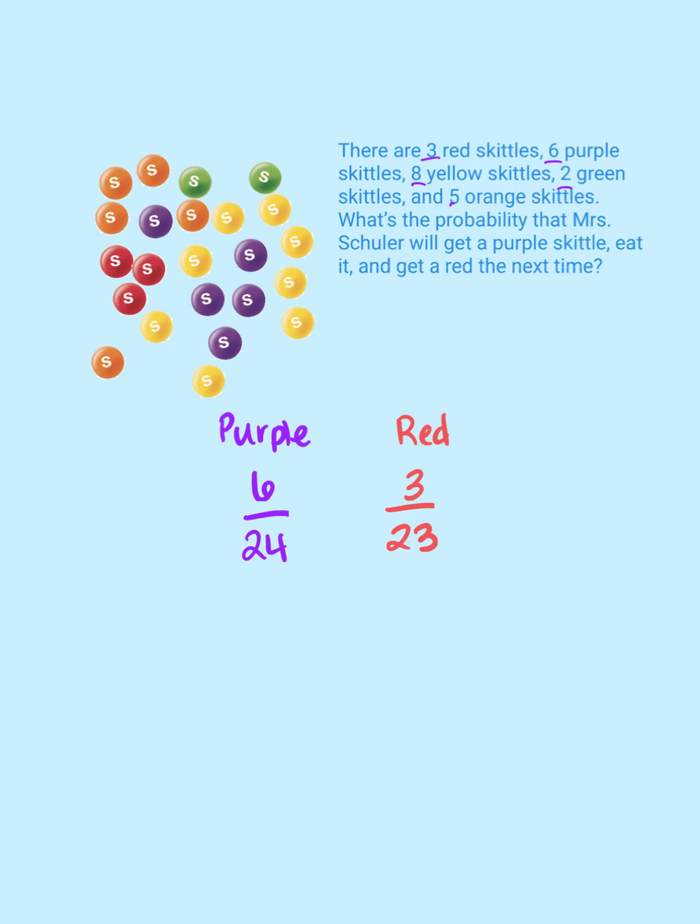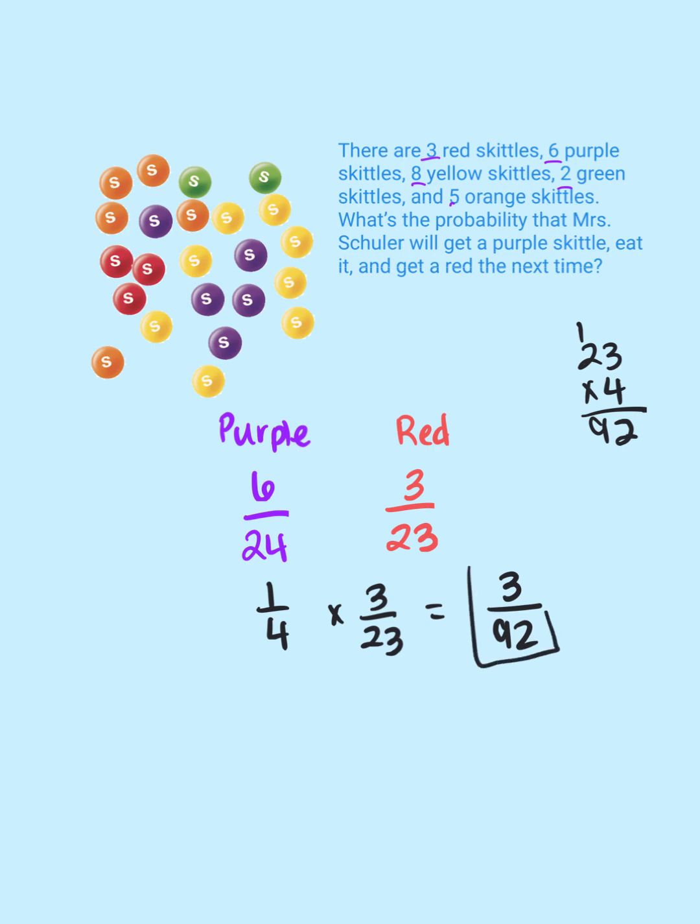Now I'm going to go ahead and simplify 6/24 to make it way easier. That would be 1/4 times 3 over 23. So I'm going to do top times top, bottom times bottom, and that's going to be 3 over 4 times 3 is 12, carry that, 8, 9, over 92. So that would be the probability that I would get a purple and then a red.